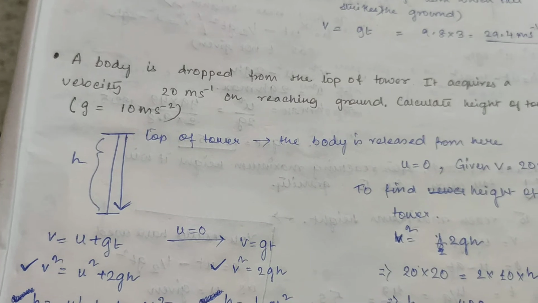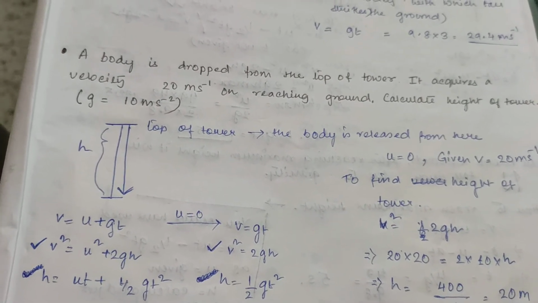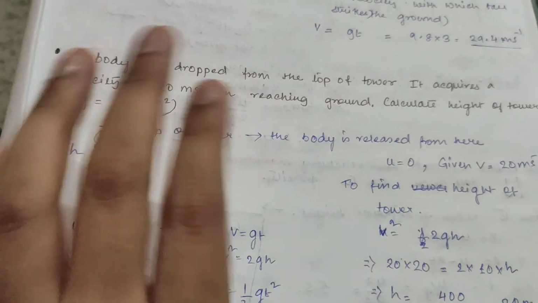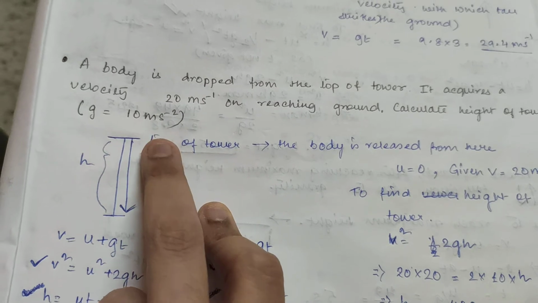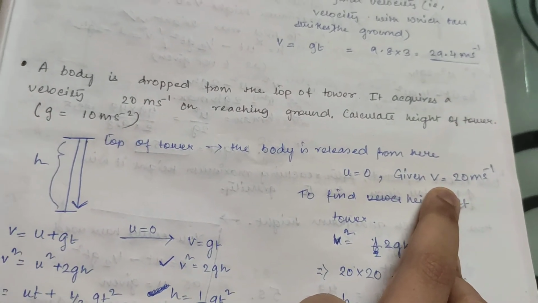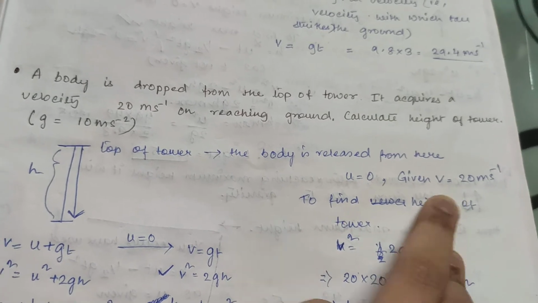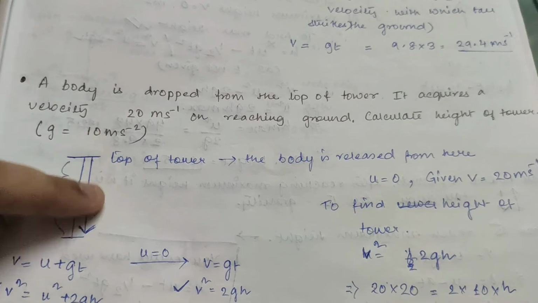In the previous sum, we have calculated V. In this sum, V is given. You have to find the height of the tower. Remember again, when the ball is released from the top of the tower, initially it was at rest, so U is 0 and V is given. Now, in order to find H, that is the height of the tower, because it is the top of the tower, from here the ball falls.